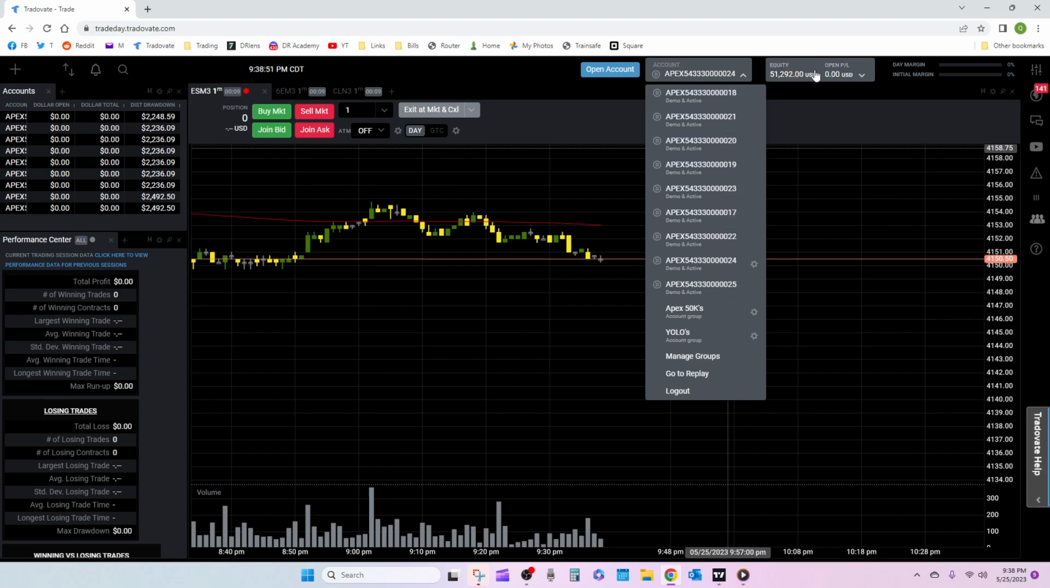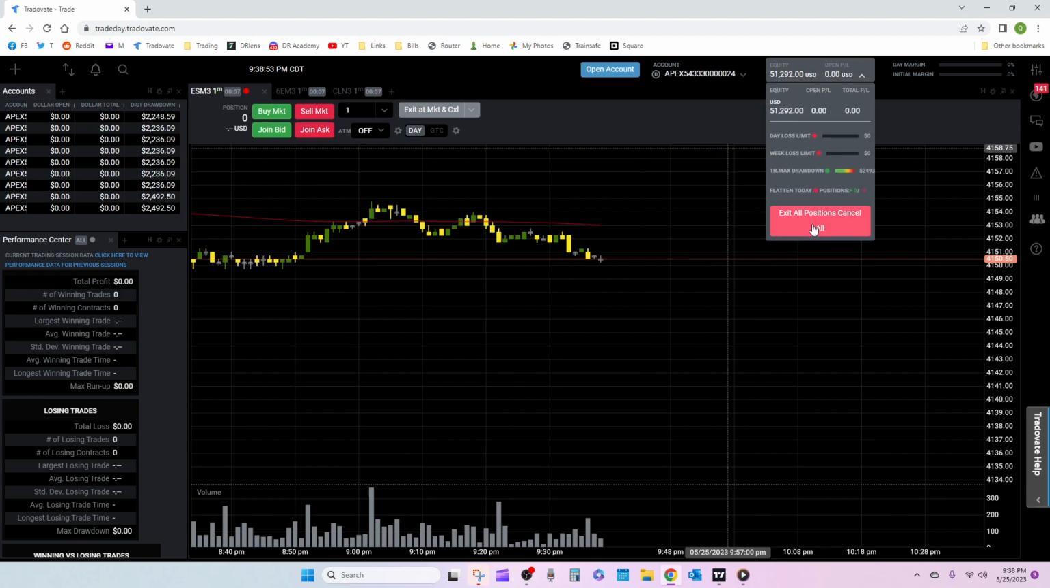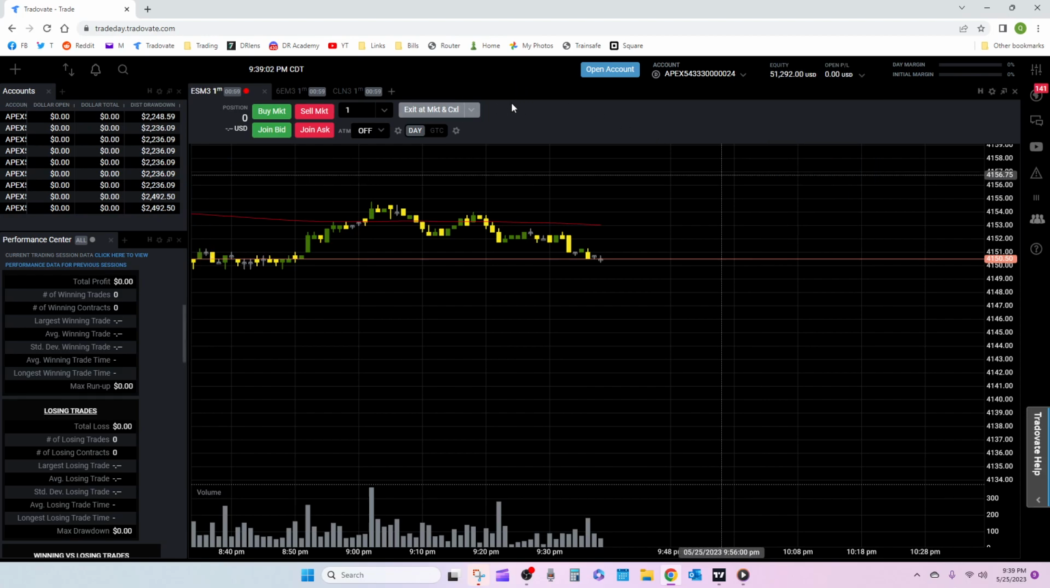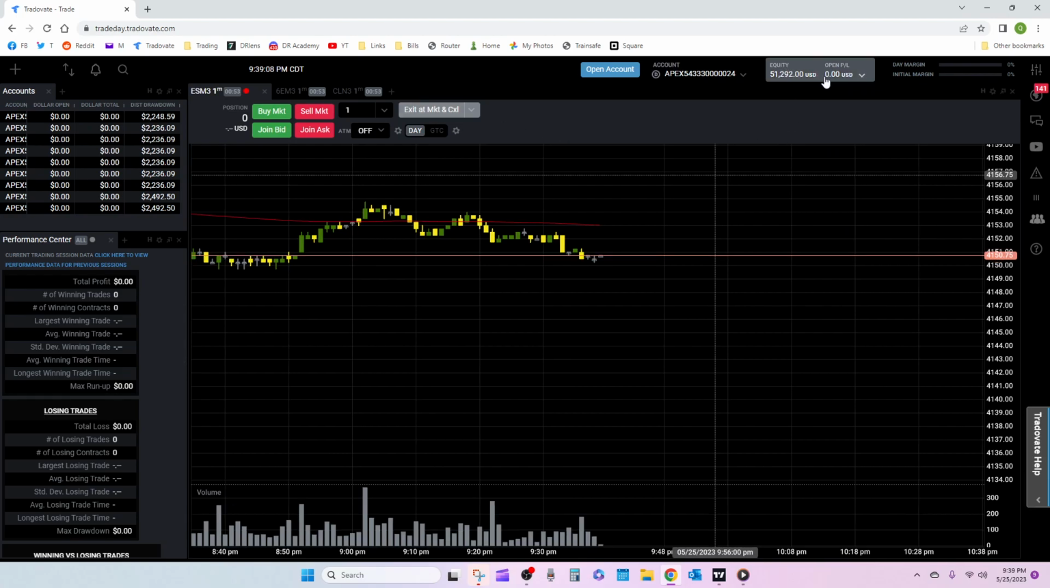You want to see that up here, because if you go up in here and try to exit all positions and cancel, actually, you don't even want to do that, because all it'll do is cancel this account. It won't do anything for the other 7. So if you're trying to do something across all 7 accounts, you want to use this one right here. This one kills everything.